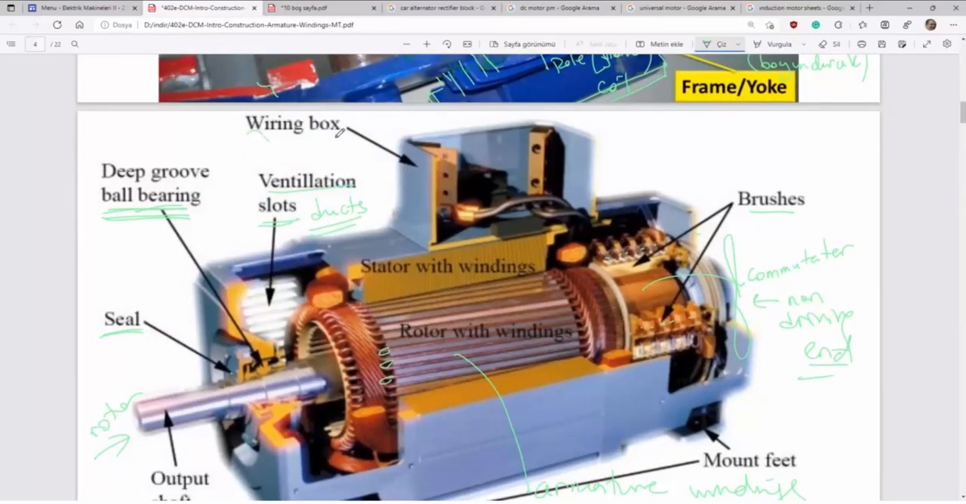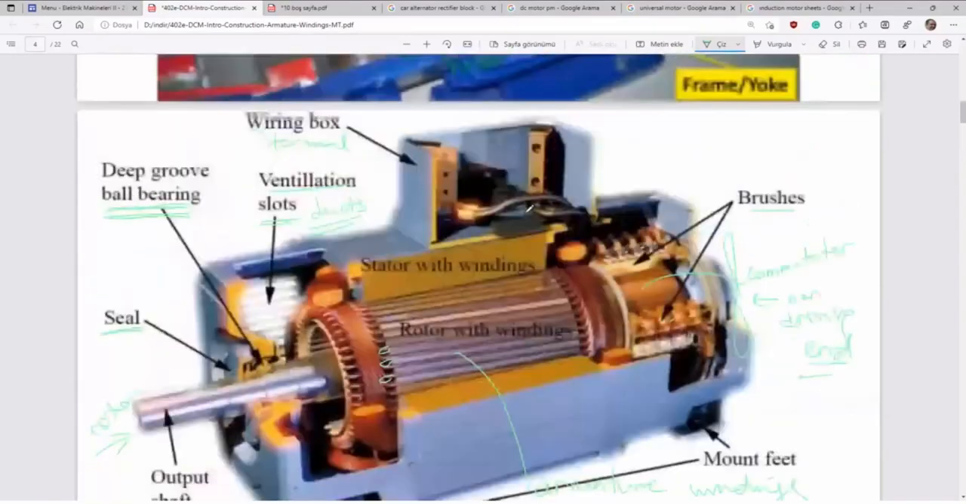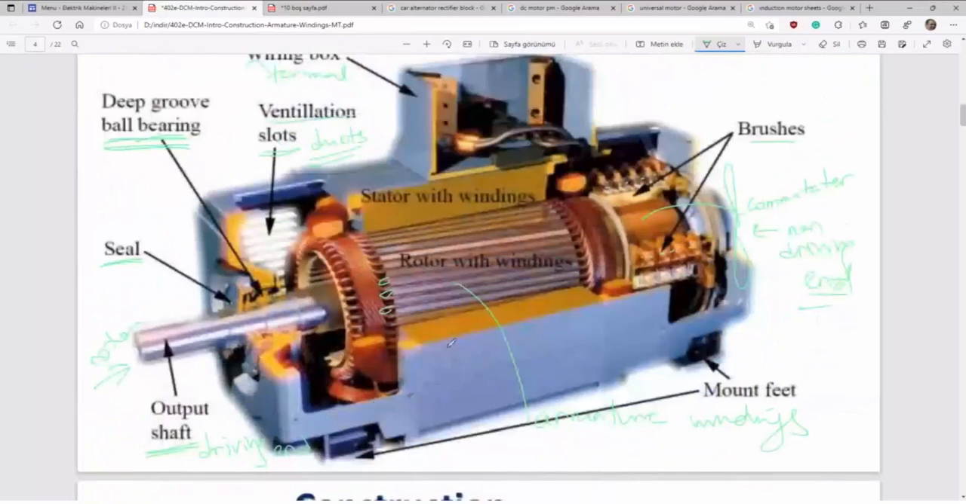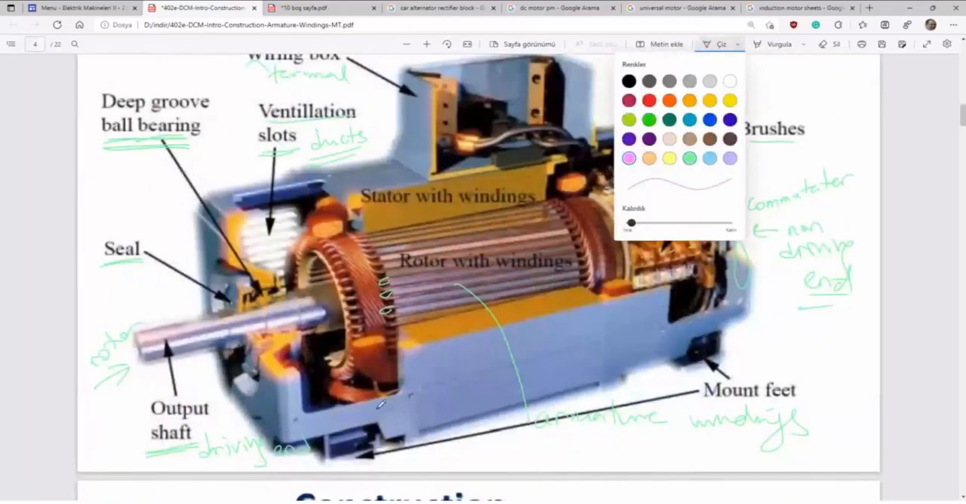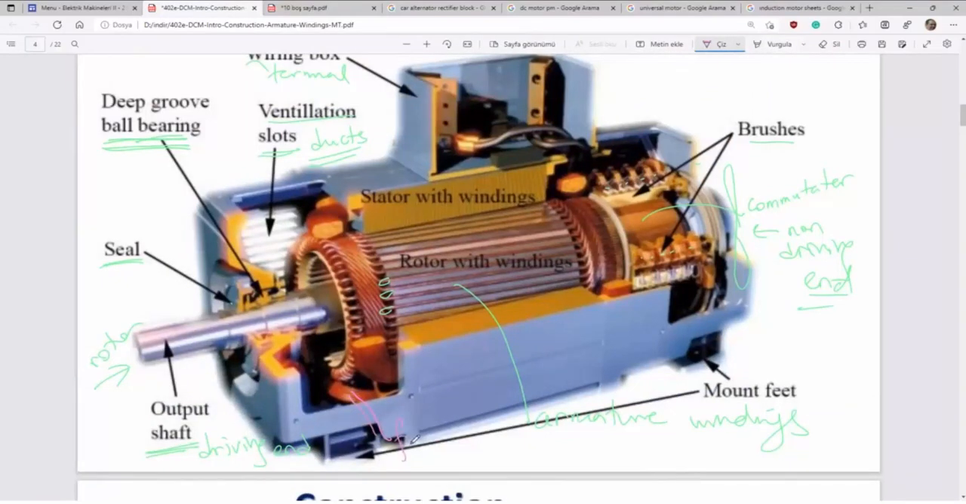Here's the wiring box or terminal box. And then you see the poles. Let me change color. Here are field coils. There is another field coil. For example, it looks like 2 or 4 pole machine, but it is not clear because it is a cutaway.